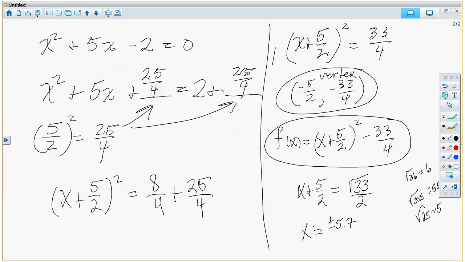Somebody check that for me. Minus 5 over 2. What is square root of 33? Okay. I just wanted y'all to see how your brain can actually work.